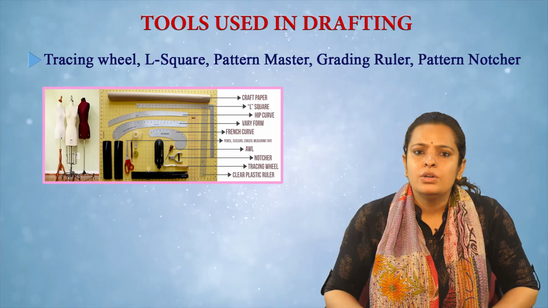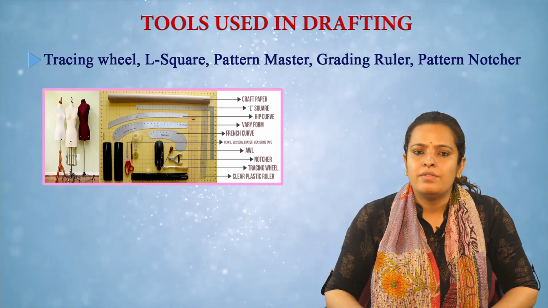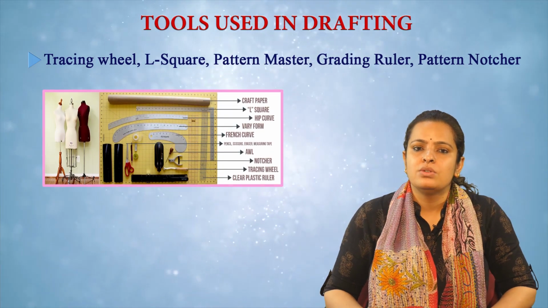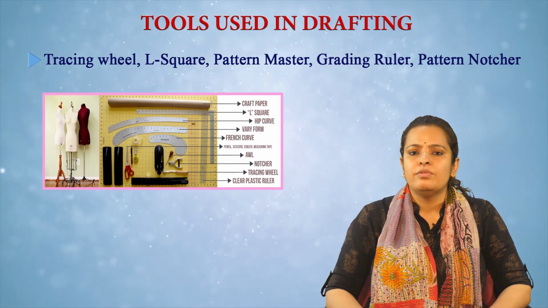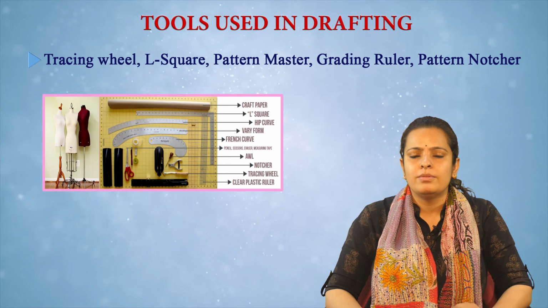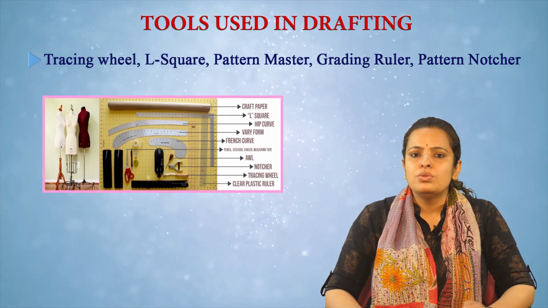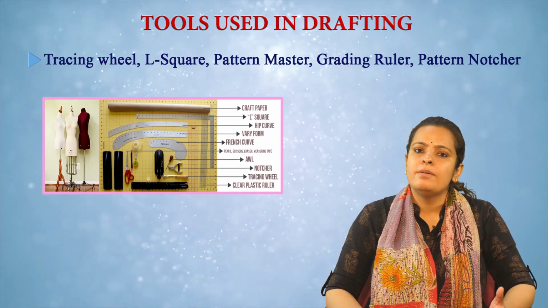When we go for pattern making or drafting, there are some tools we use while creating a pattern. We have also discussed them in our units, but just to know one more time, the tools we use while drafting are, first, the tracing wheel. The tracing wheel, as we have discussed, is a small wheel which is used to transfer the design onto the pattern paper.